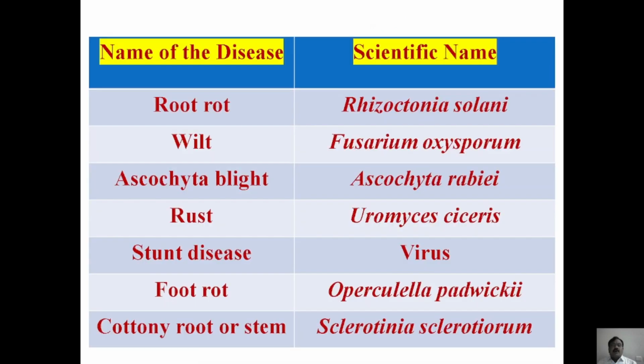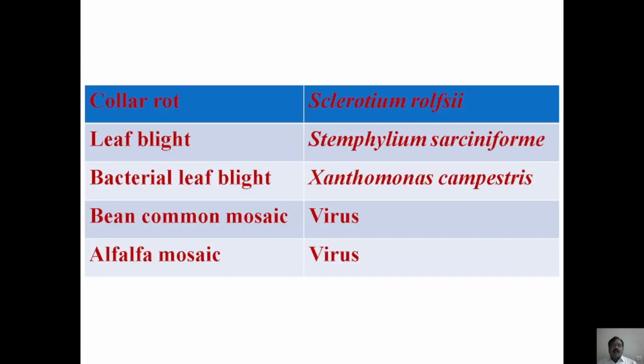The root rot, which is common in many of the pulses, is caused by Rhizoctonia solani, and then wilt caused by Fusarium oxysporum, Ascochyta blight caused by Ascochyta rabiei, rust caused by Uromyces ciceris, and then foot rot caused by Operculella padwickii, and then cottony root rot or stem rot caused by Sclerotinia sclerotiorum, and then collar rot caused by Sclerotium rolfsii, leaf blight caused by Stemphylium sarciniforme, bacterial leaf blight caused by Xanthomonas campestris.